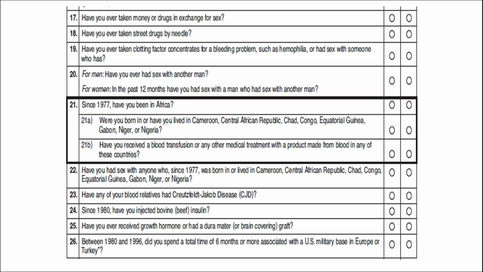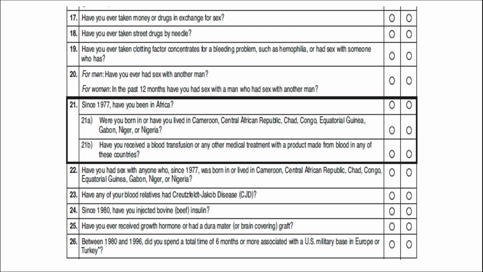Have you ever taken money or drugs in exchange for sex? So this is already personal. That's why we have to do it in a secluded place again. Have you ever taken street drugs by needles? Have you ever taken clotting factor concentrates for a bleeding problem such as hemophilia, or had sex with someone who has? For men, have you ever had sex with another man? So again, that is what I'm telling you. For women, in the past 12 months, have you had sex with a man who had sex with another man?